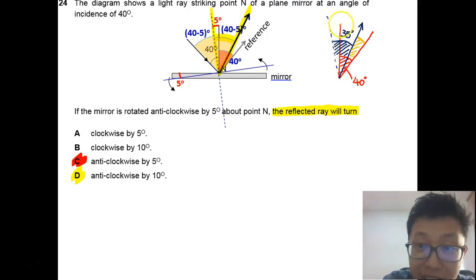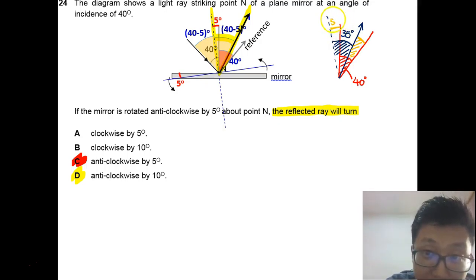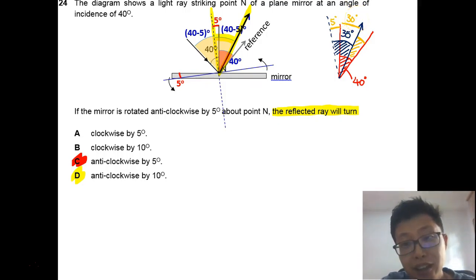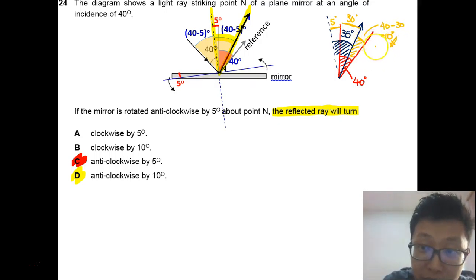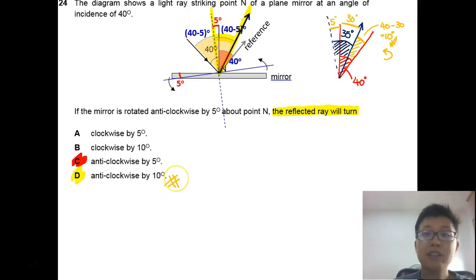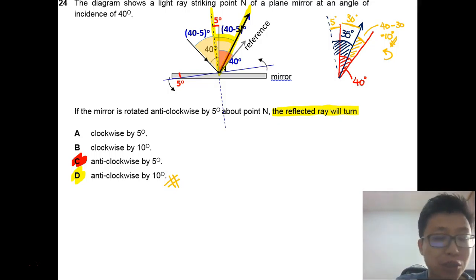and how do you do it is that you know that between the old normal and the new normal, this part here is 5, so therefore this part here will be 30, correct? And you know that the red one is 40, this is 30, so this thing down here will be 40 minus 30, which is 10 degrees, and it rotates anti-clockwise. So that's how you get this thing here. Okay, just do this question carefully and you should be able to find out why.